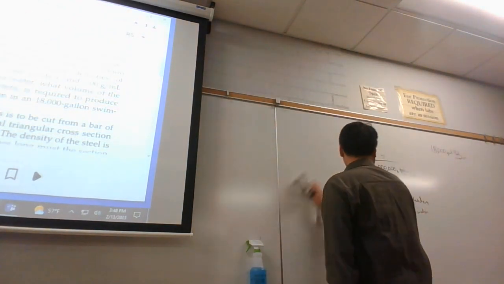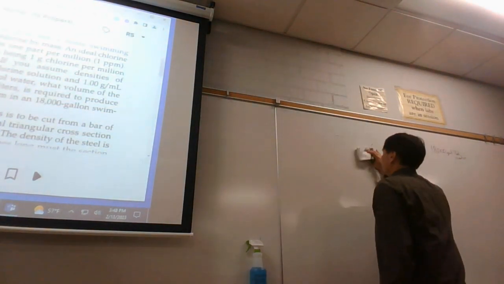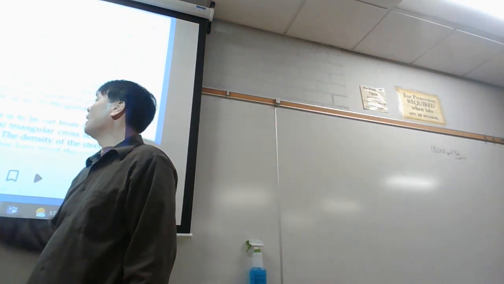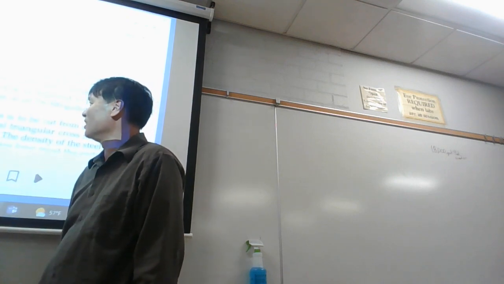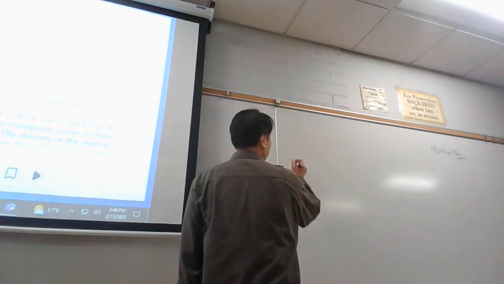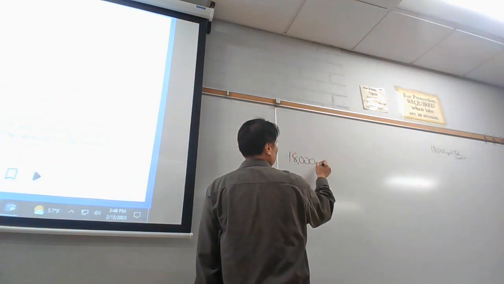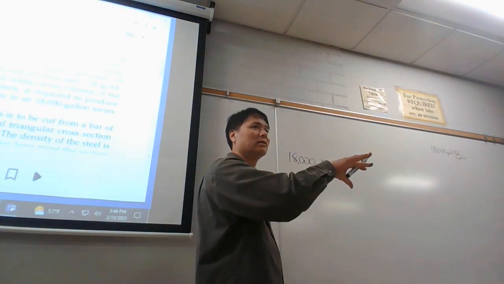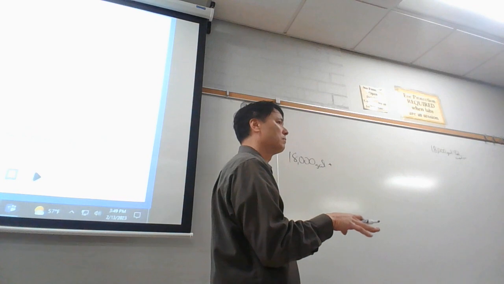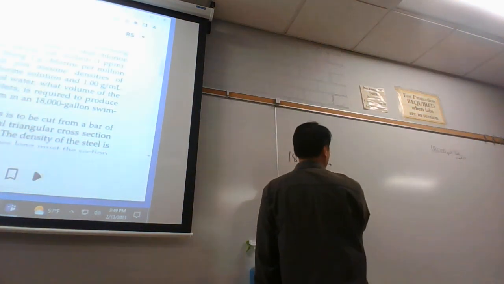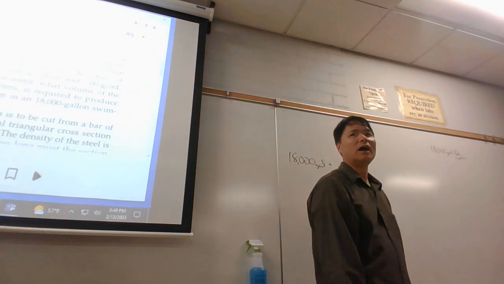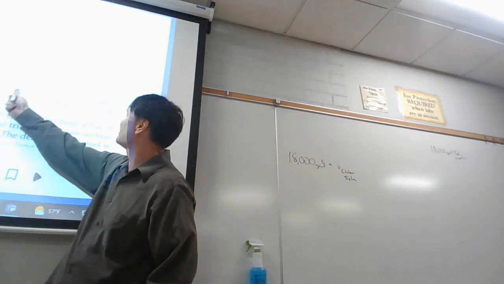However, this problem is what we call a two unknown problem. We have two unknowns here. Because what we're going to do is start off with an 18,000 gallon swimming pool, and then we're going to add something to that. Do you know what we're going to add? Chlorinating solution. And so to this 18,000 gallons, we're going to add some volume of chlorinating solution. Do you know how much chlorinating solution I'm going to add? I don't know, because that's what they're asking.